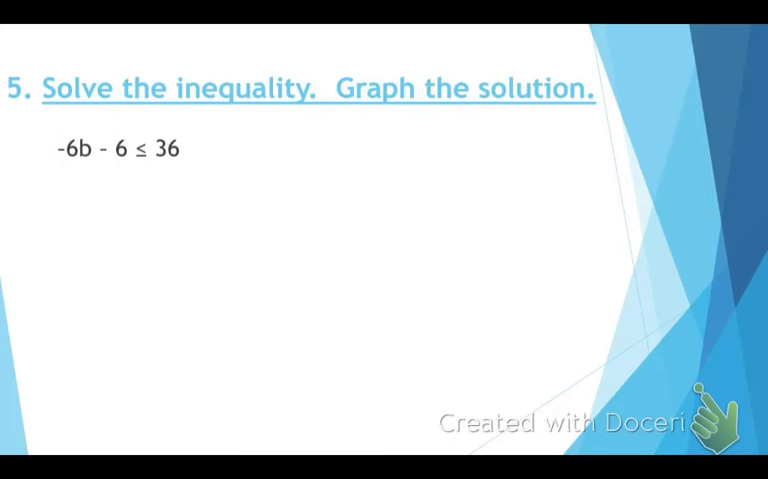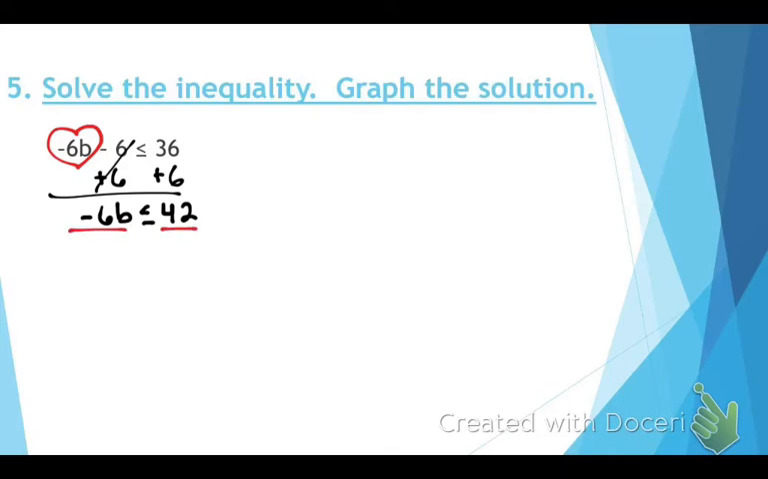This one's a very similar problem to the one we just did. We want to keep the -6b together as long as possible because it's attached to the variable. I will add 6 to both sides, and I'm left with -6b is less than or equal to what number? 42. Now what do I need to do? Good job. Remember, if this is a negative 6 right here, I'm going to divide by that same exact number on both sides. I'm left with b is less than or equal to.